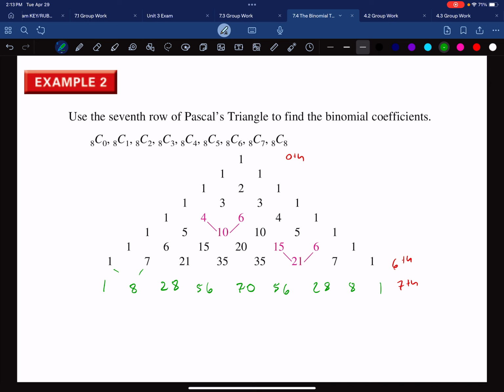So 8 choose 0 is 1. 8 choose 1 is 8. 8 choose 2 is 28. 8 choose 3 is 56. 8 choose 4 is 70. 8 choose 5, 56. 8 choose 6, 28. 8 choose 7, 8, and finally 8 choose 8, 1. And those would be the coefficients on the expansion of x plus 1 or x plus y to the 7th.